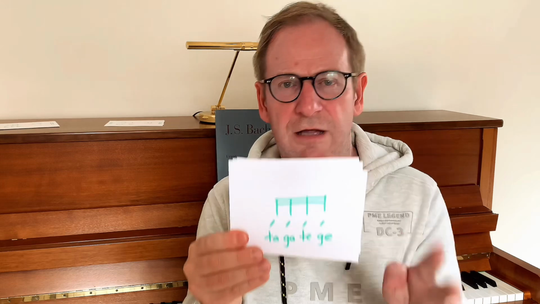Then here we have 3, 4. Taga tege, taga tege, taga tege, taga tege. And this taga tege is one thing. We have 4 syllables, but we think one thing, like a phrase. I am hungry, you are hungry, I am hungry, you are hungry. It's not taga tege, taga tege, taga tege. It's taga tege, one thing. Taga tege, taga tege, taga tege, taga tege.